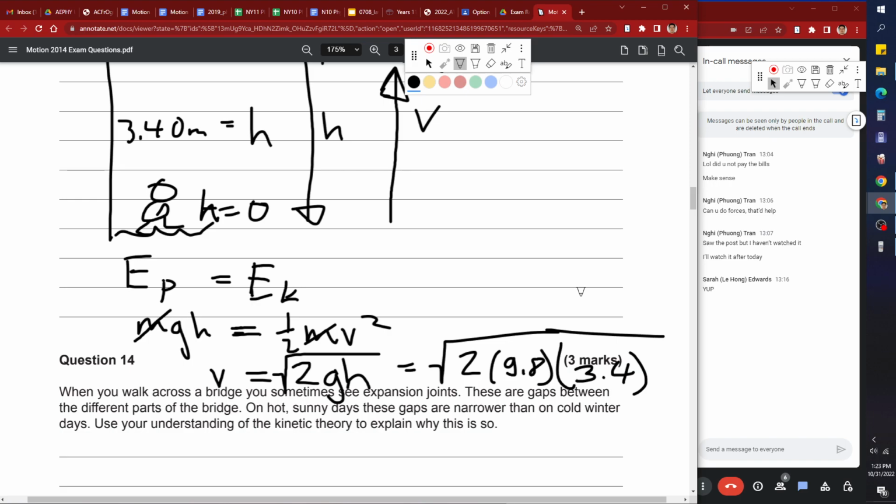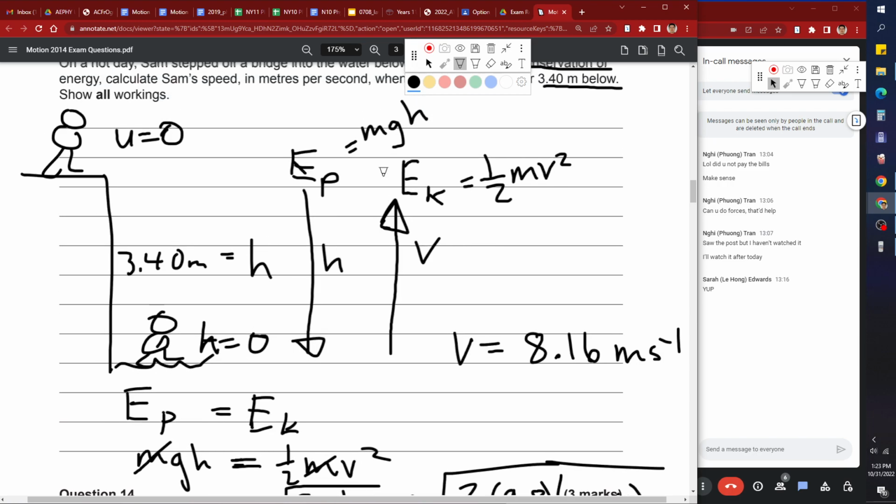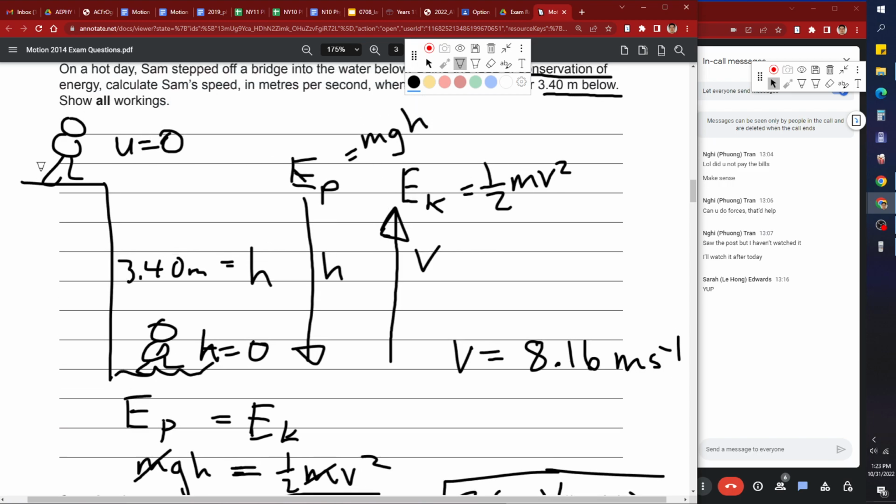And I don't know, the final answer would be about 8.16 meters per second. Okay? And that's it. Understanding how the height difference and how the total energy, okay?